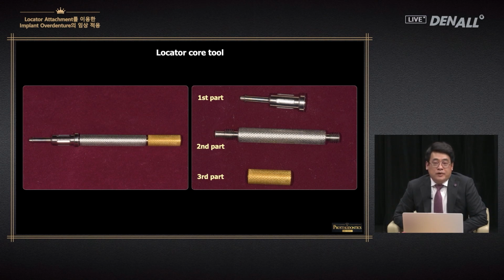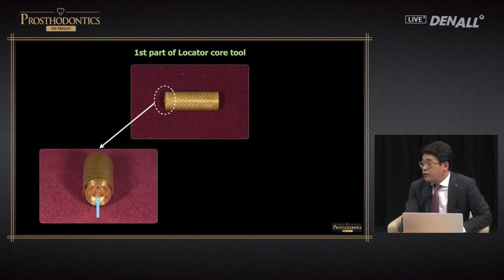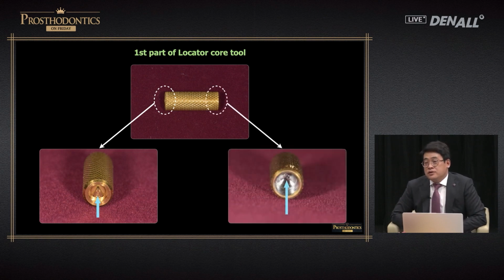When you buy the locator core tool, it comes in one piece. If you unscrew, you can see that it is divided into 3 pieces. The first part is used to connect the locator attachment to the implant. If you take a closer look, on one side, it is designed to engage the locator. On the screen, you can see how it is designed. On the other side, there's a hole for the hex driver to go in.